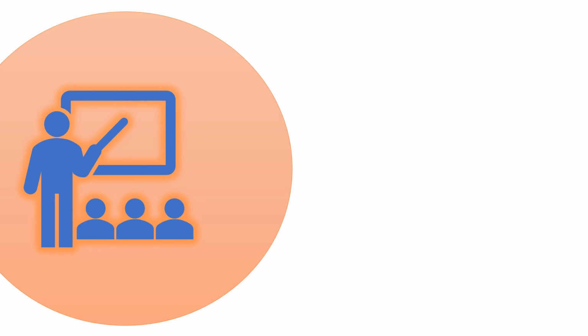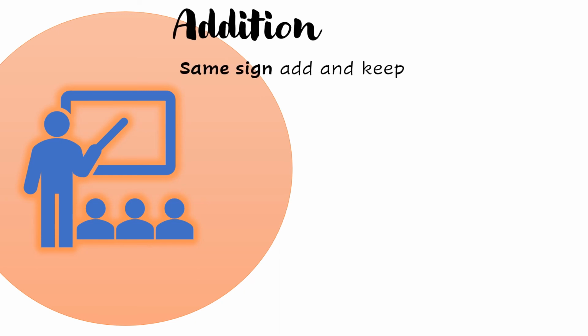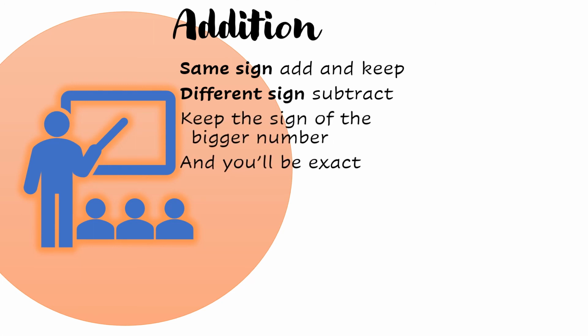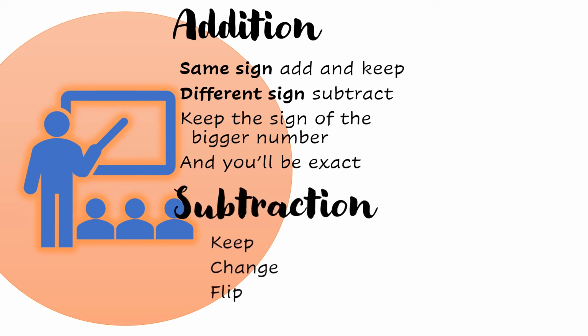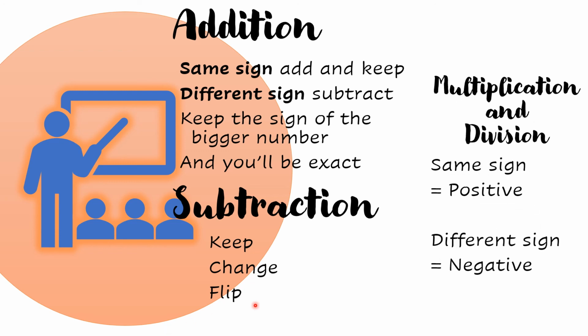To summarize, these are the rules in performing the basic operations on integers. For addition, we have same sign, add and keep, different sign, subtract. Keep the sign of the bigger number and you'll be exact. So for subtraction, we have keep, change, and flip. Then, for multiplication and division, so same sign, the answer is positive. For different sign, the answer is negative.